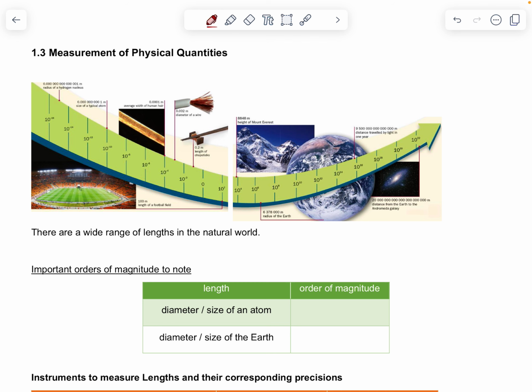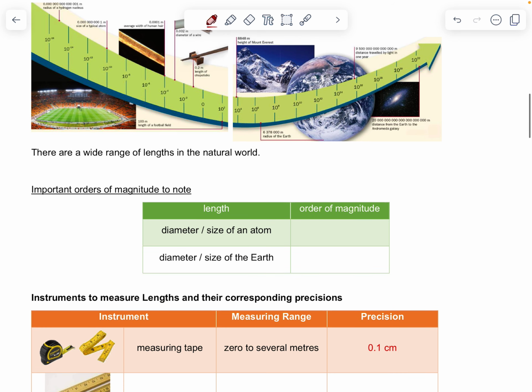The more important magnitudes to take note of are the diameter of an atom, which is 10 to the power of minus 10 meters, and the diameter of the earth, which is 10 to the power of 7 meters.